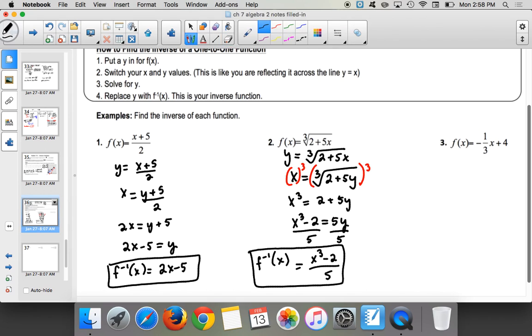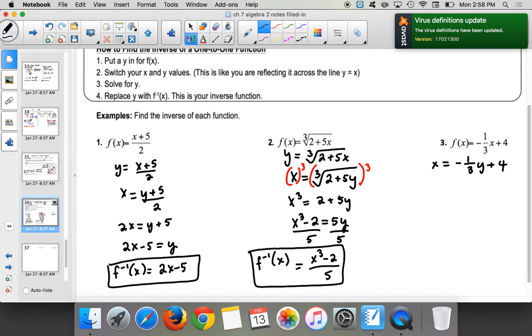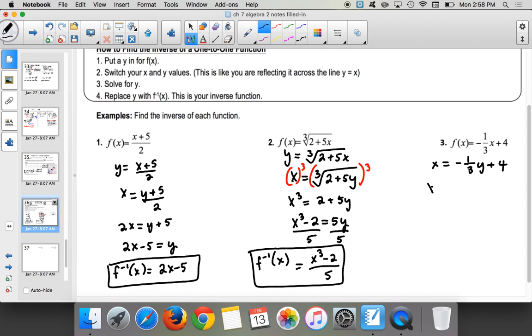All right, so this one, same idea. Let's try to find the inverse. Switch your x and y, solve for the new y, see if you can do it along with me. So I have x equals negative 1/3 y plus 4. I'm going to subtract that 4 over. And I need to get rid of that negative 1/3, so I'm going to multiply both sides by negative 3. So I end up getting y equals negative 3 times (x minus 4), or you could have negative 3x plus 12.